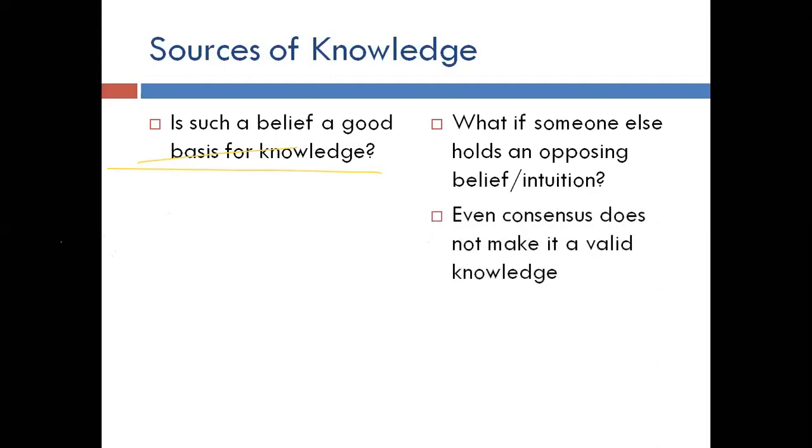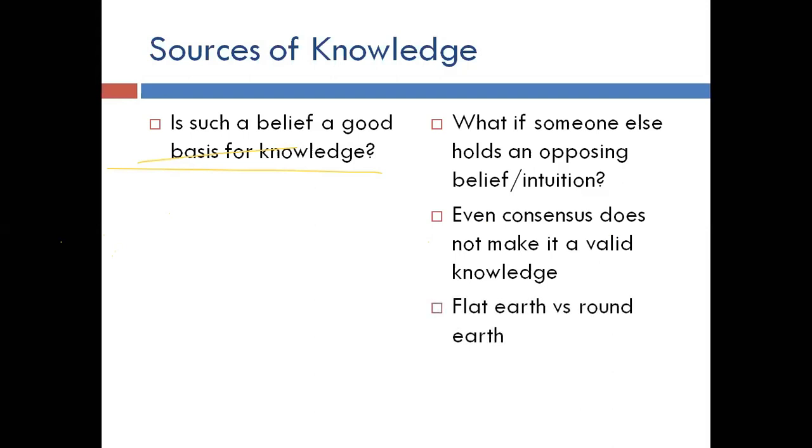The second pitfall is that, say for example, we have a consensus on certain knowledge. I mean, there is a consensus that Krishna is a historical character. But Krishna is a mythical character. So if everybody believes that Krishna is a historical character, it doesn't make Krishna a historical character. So consensus doesn't always make valid knowledge.